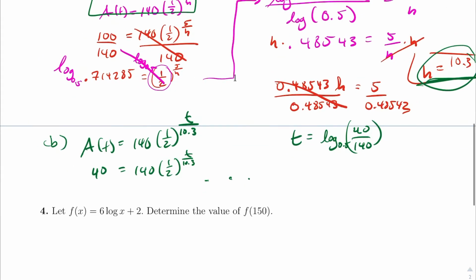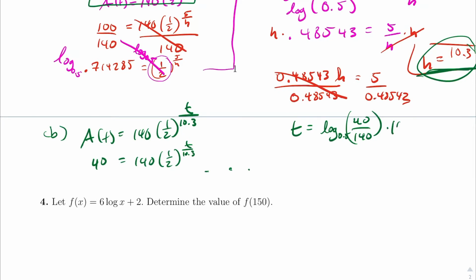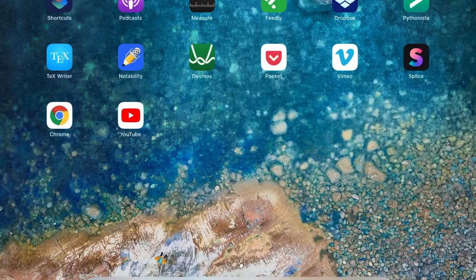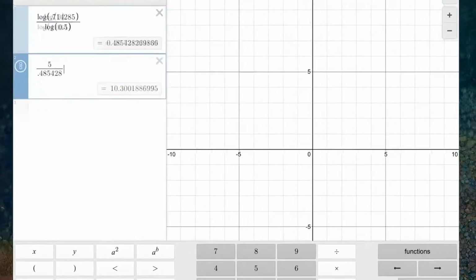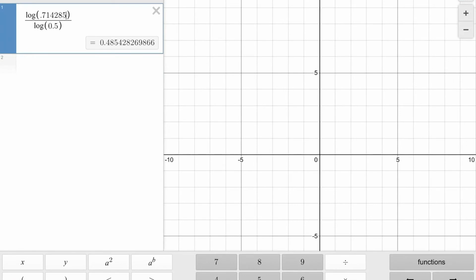And then finally, you'll multiply by 10.3 on both sides, and that will give you your final answer. So I'm just going to plug that all in on the calculator at once. You could show this step by step, but I'm not. So let's see if we can do it.